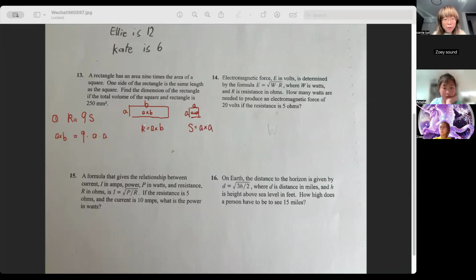So if you understand this part, can we replace R with A times B? Can we replace S equals A times A? So is it A times B equals 9 times A times A? Correct? Okay, so if that's the case, can we divide it by A for both the left side and right side? Okay, so we have B equals 9A. Did you have this one?